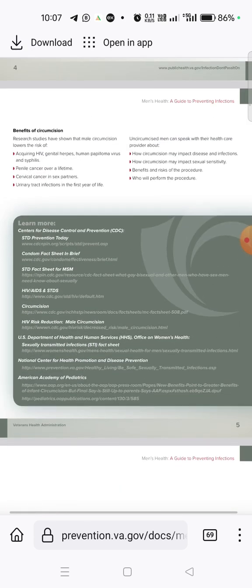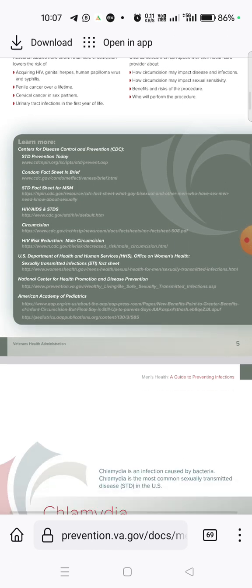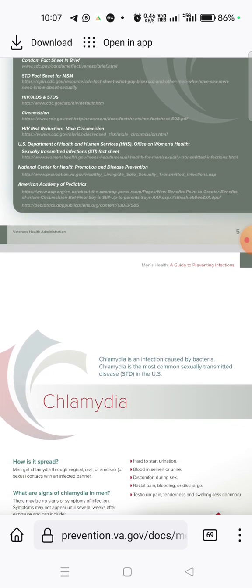This is about circumcision. Now, in the next lecture, we are covering the sexually transmitted disease caused by bacteria, that is chlamydia.